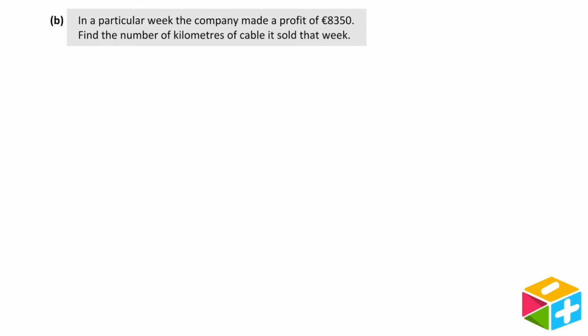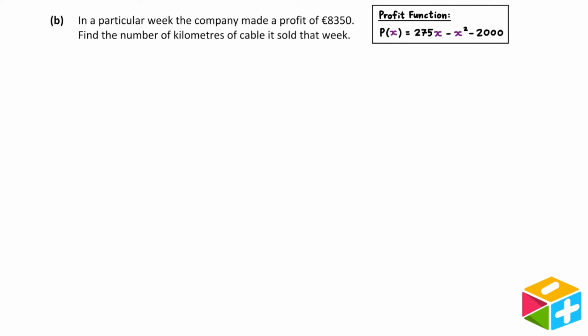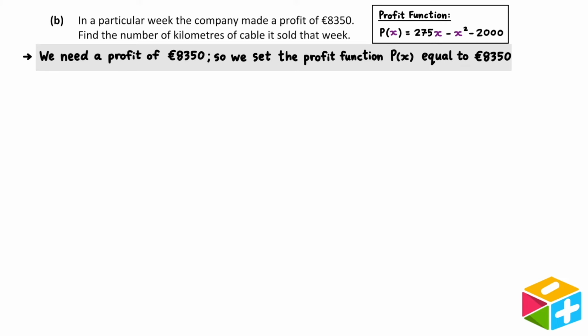In a particular week, the company made a profit of €8,350. Find the number of kilometers of cable it sold that week. As a reminder, the profit function was defined at the top of the question to be P of x is equal to 275x minus x squared minus 2000. Here, we're given a target profit, 8,350. So we need to set our profit function, P of x, equal to 8,350.